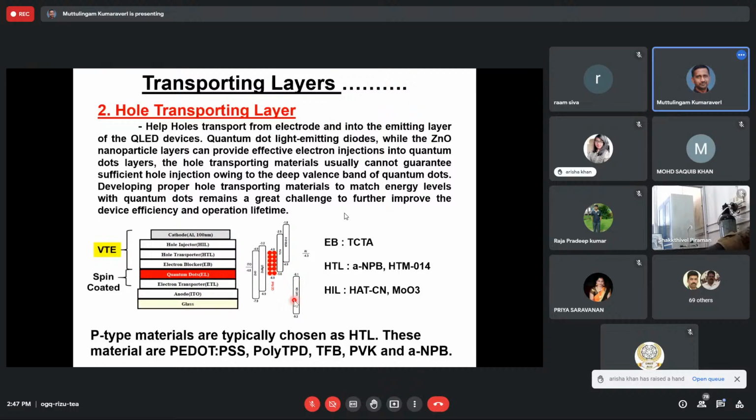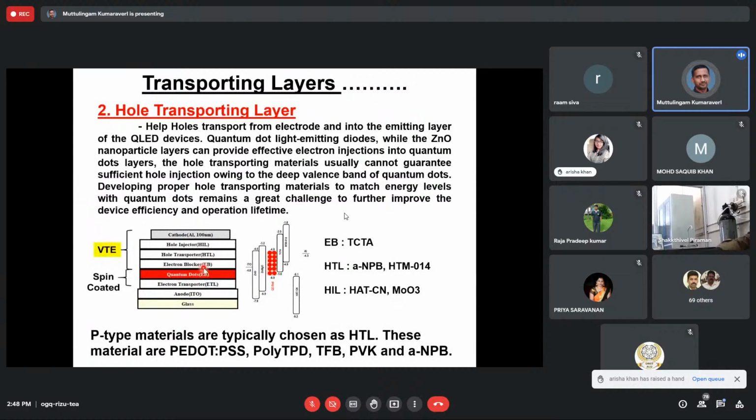So this is one of the QLED structures here. This is the inverted structure. You can see the anode, then the electron transporting layer with the anode, so with the substrate. So this one is the inverted structure. Then we are using the quantum dot as the emissive layer.